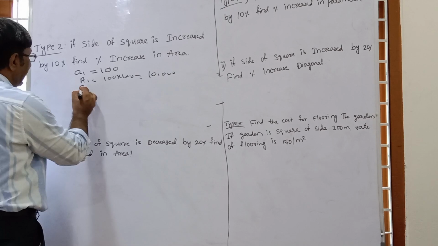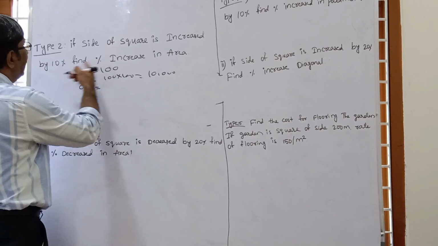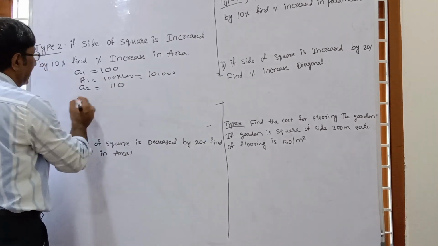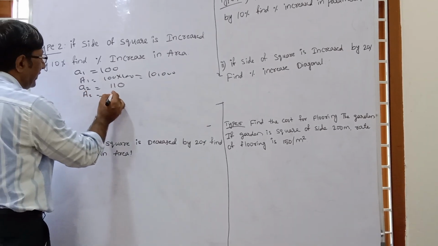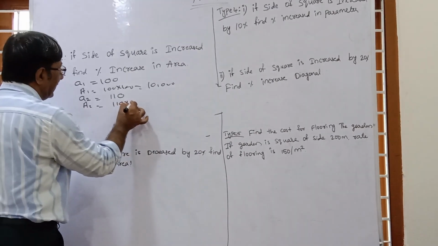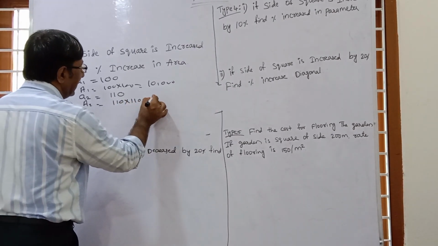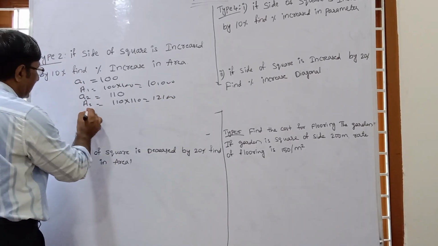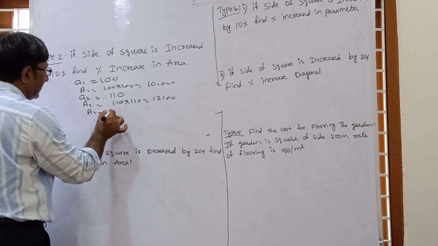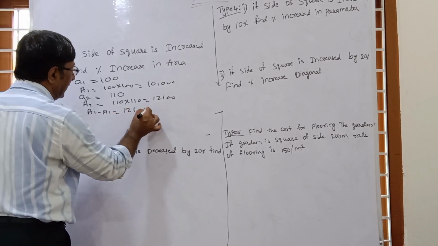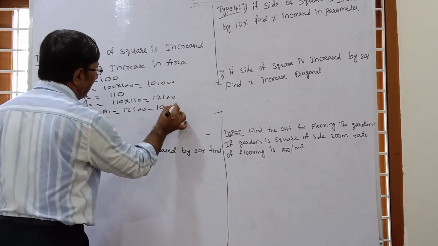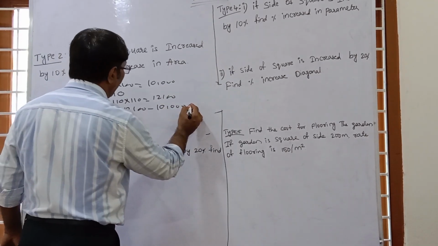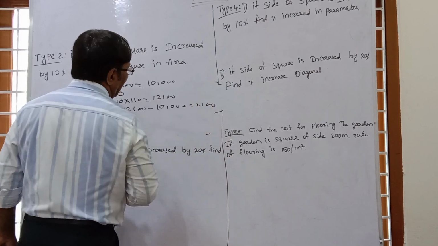Now suppose the side increases by 10%. So the new side will be 110. The new area A2 will be side into side, that is 110 into 110, that is 12100. Now we have to find the increase in area, so A2 minus A1, that is 12100 minus 10,000, which gives 2100.